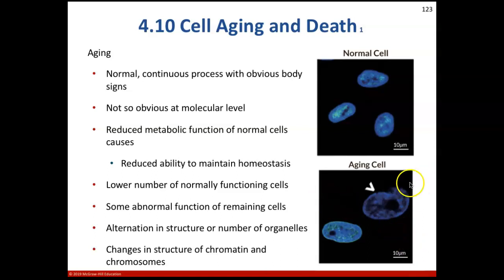So here are some examples, at least a visual, of an aging cell versus our normal cells. And of course, if we start to see some of their structure changing, we know their function is going to change as well. So we see that there are alterations in structure or a number of the organelles that we would find within our cells. We can also start to see some changes in structure of chromatin and chromosomes.